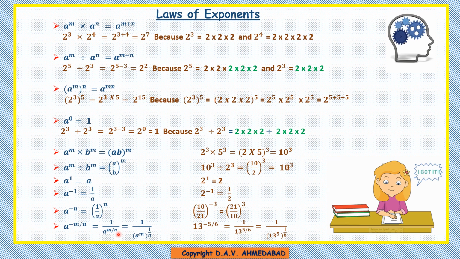Now a raised to the power m by n can be written as a raised to the power m and whole raised to the power 1 by n. So both will be correct only. That is only for your understanding, children.